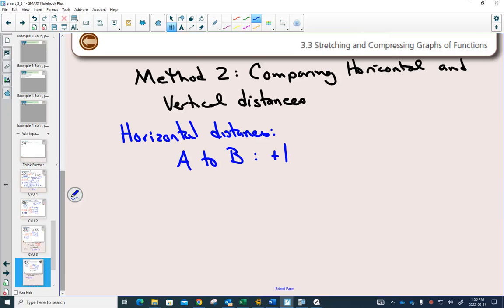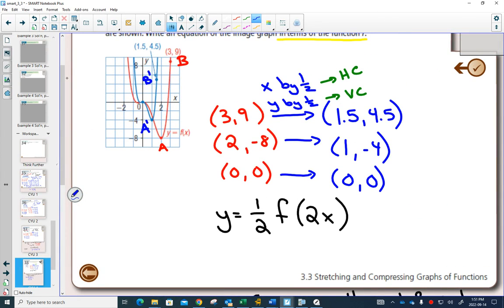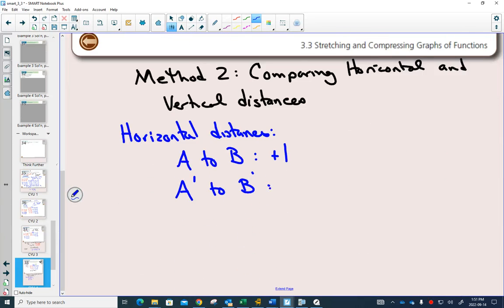And then when I look at A prime to B prime, I go from 1 to 1.5. That's going 0.5 to the right. Horizontal is x values. I went from going 1 to the right to 1/2 to the right. What would I need to multiply to go from 1 to 1/2? It's telling me my x values had to get multiplied by 1/2. Same answer that we saw before.